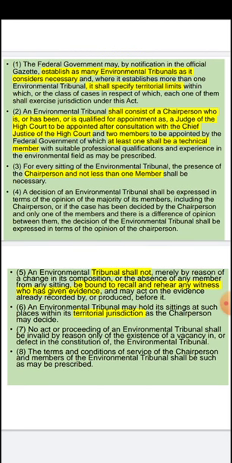The environmental tribunal shall not, merely by reason of a change in composition, be bound to recall or rehear, only because there is a change in the composition of the tribunal.